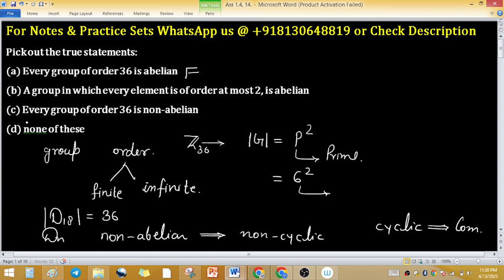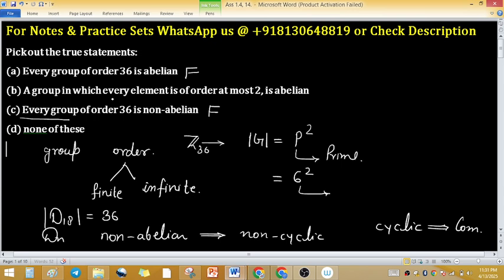Now come to option C. Every group of order 36 is non-abelian. But a group of order 36 may be abelian. You can consider Z36. So this statement is again a wrong statement.